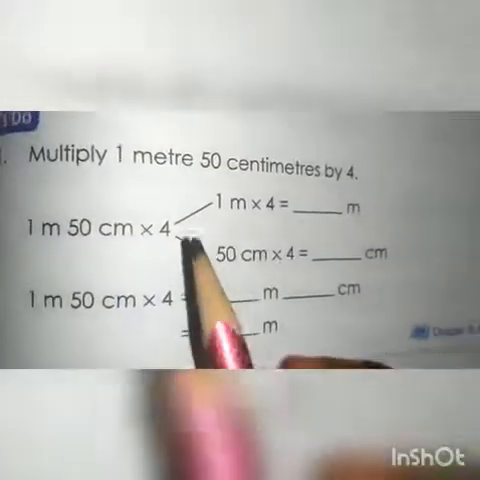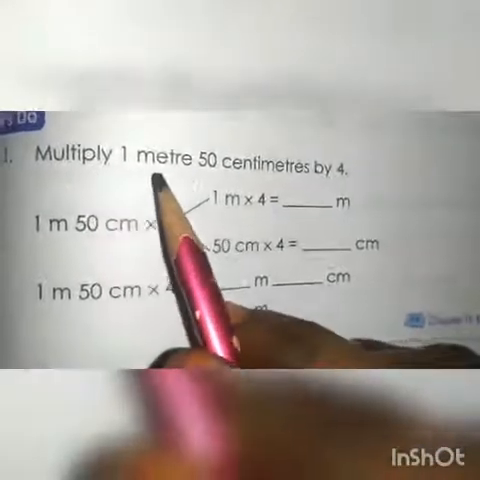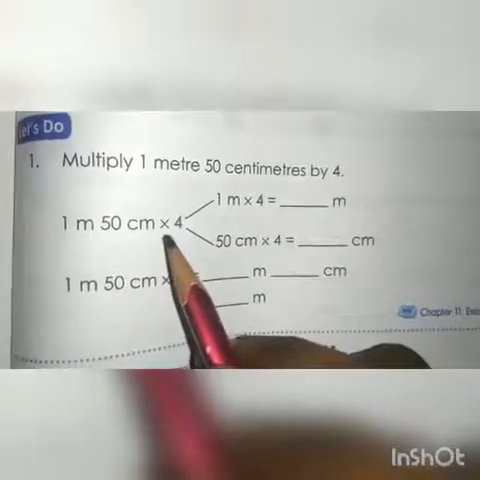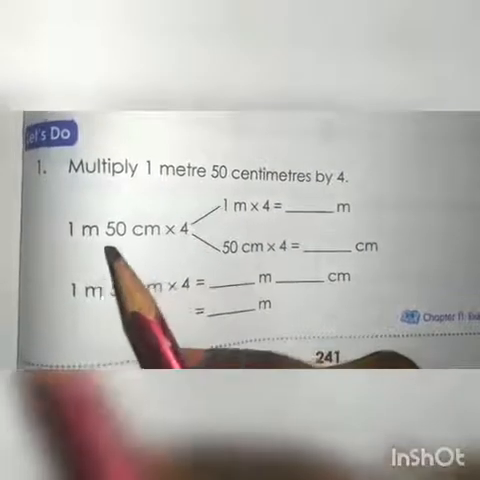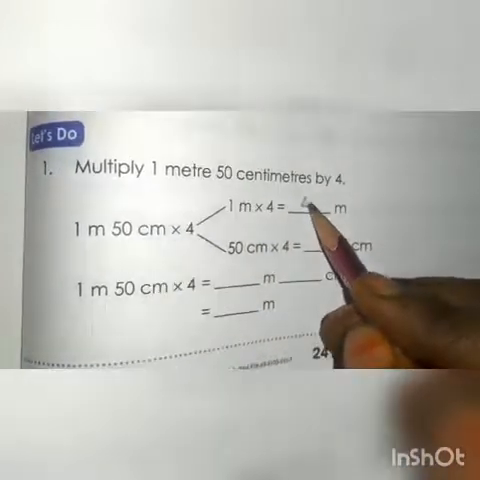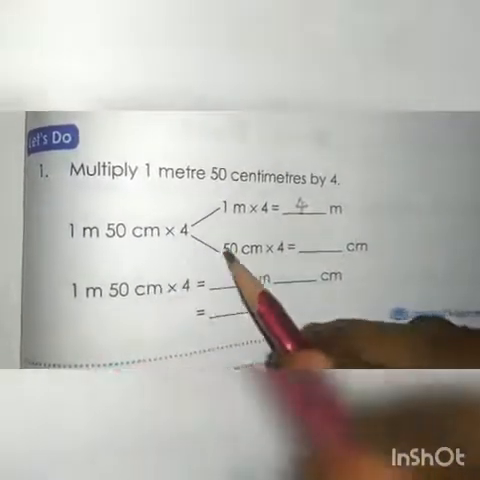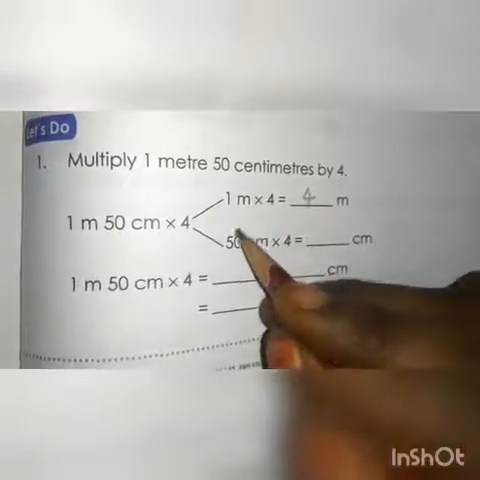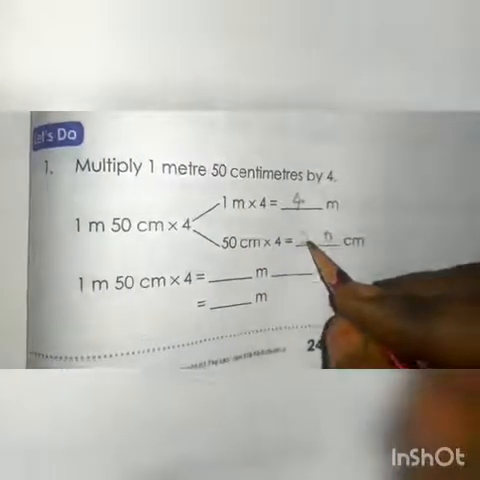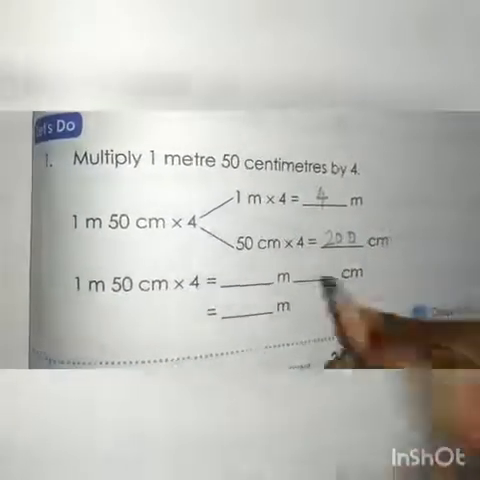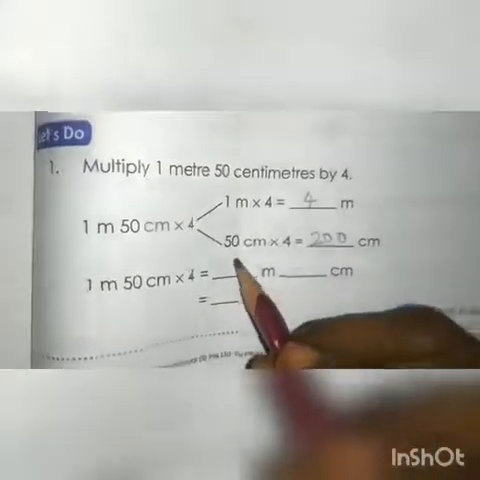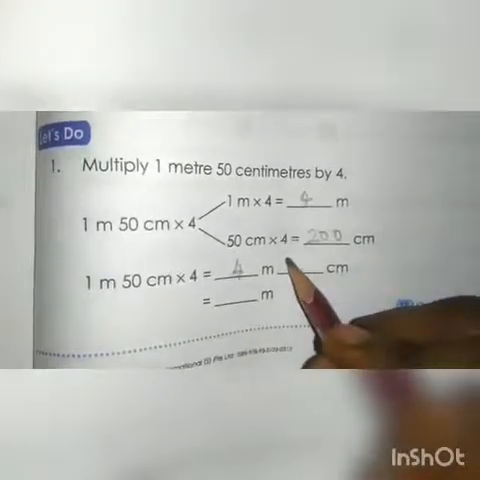See the problem which is given in Let's Do part. Multiply 1 meter 50 centimeters by 4. So 1 meter 50 centimeter should be multiplied with 4. We have to multiply separately. So 1 meter into 4 is equal to 4 meter. 50 centimeter into 4 is equal to 4 zeros are 0, 4 5s are 20. So 200 centimeter. We got the answer as 200 centimeter. After multiplying separately we have to combine together. So 4 meter 200 centimeter.